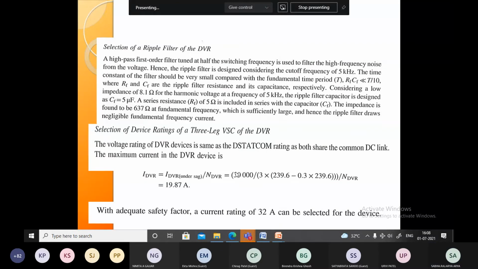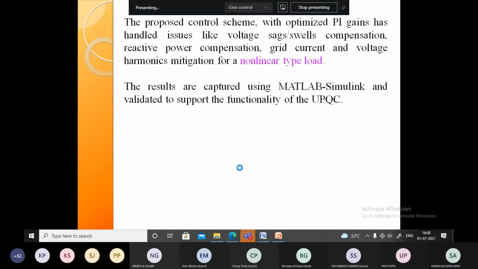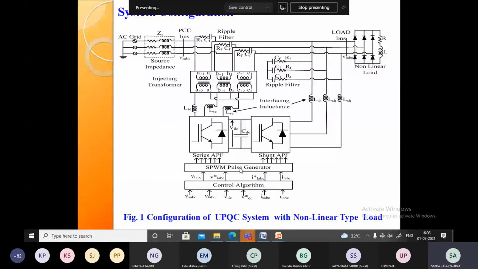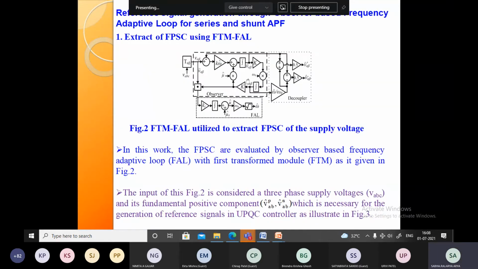After that, see, this is one circuit diagram of EPQC: supply voltage, series filter, shunt filter, load. And we need to design the control logic with a common DC bus voltage. So we can do this one.